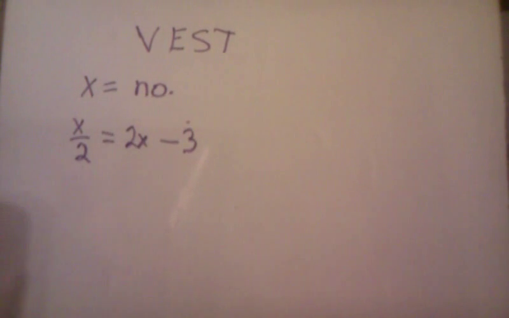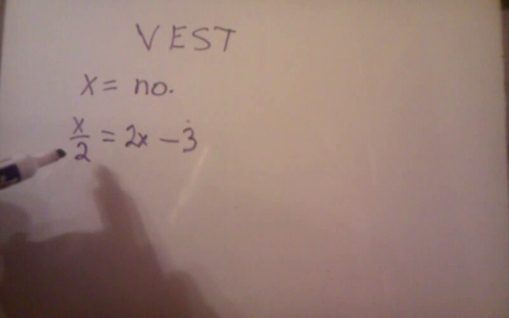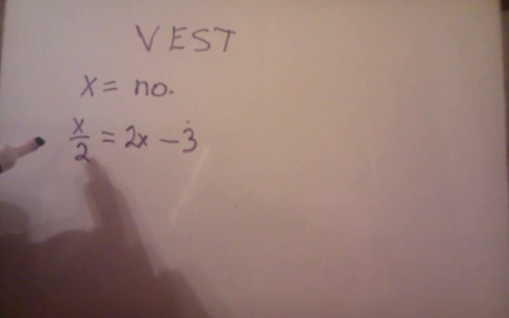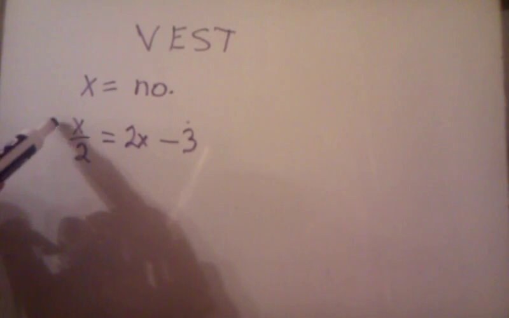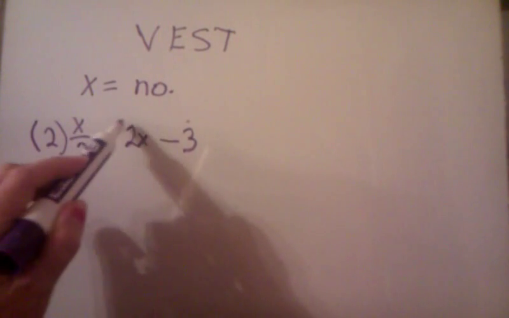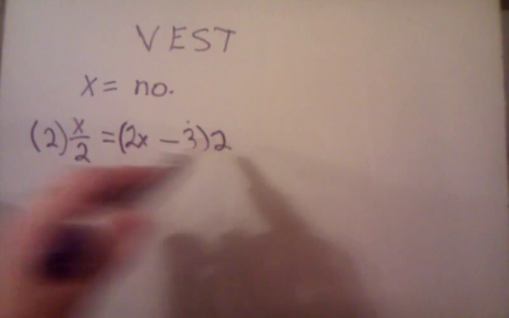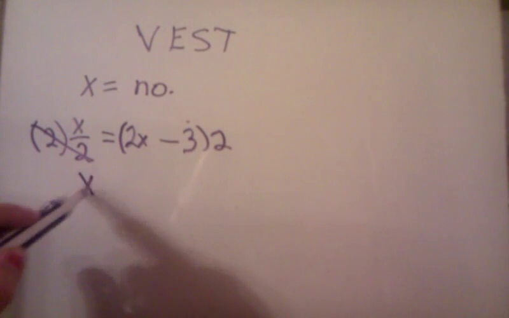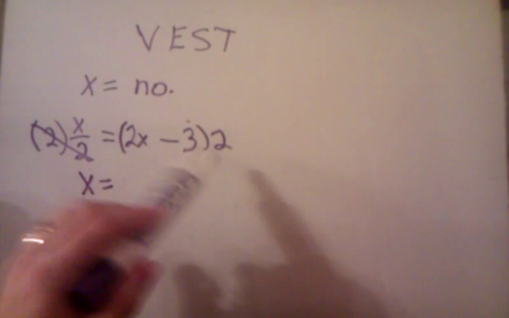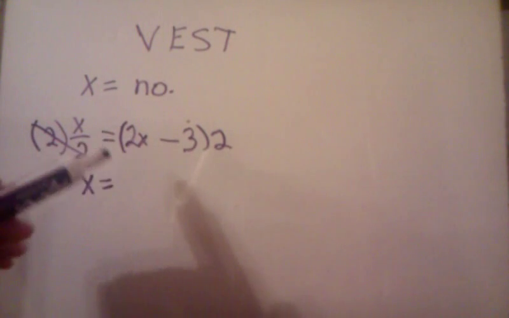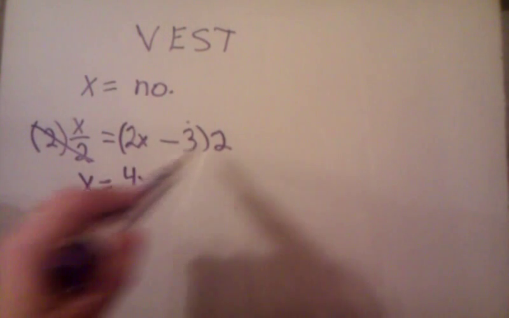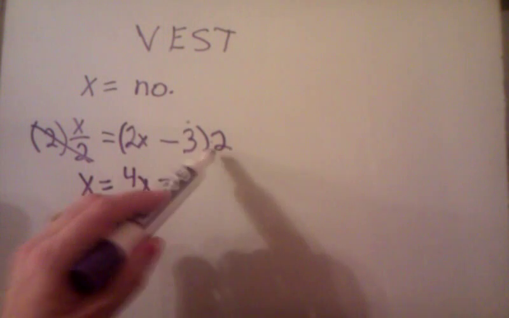The first thing I'm going to have to do is I'm going to have to get rid of this 2. Do you remember how to get rid of the bottom number of a fraction? You have to multiply both sides by it. So I have to multiply both sides times 2. Okay? These are going to cancel out. I have x equals, I have to distribute this 2. 2 times 2x is 4x. A positive times a negative is a negative. 2 times 3 is 6.